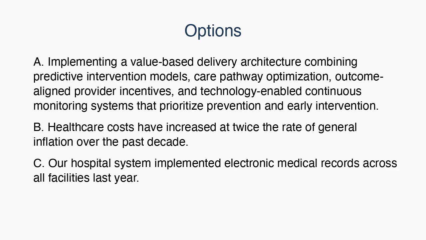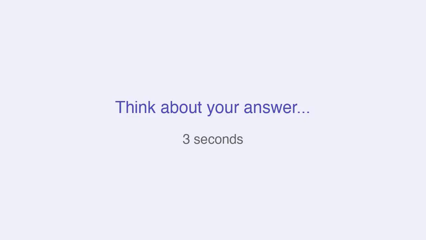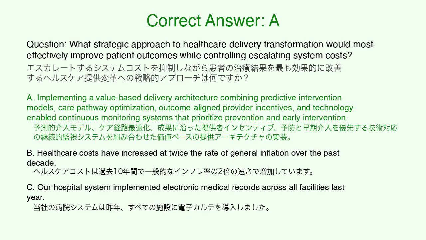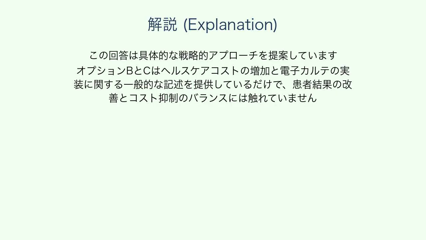B. Healthcare costs have increased at twice the rate of general inflation over the past decade. C. Our hospital system implemented electronic medical records across all facilities last year. You have 3 seconds to think about your answer. The correct answer is A. Let me explain why. Let's move on to the next question.